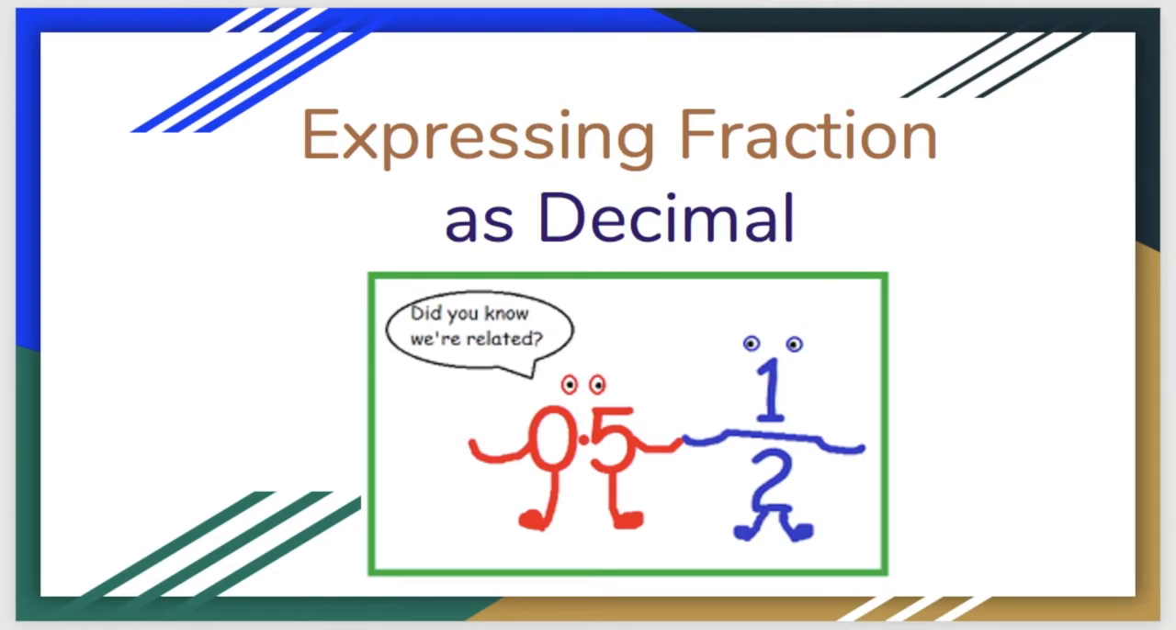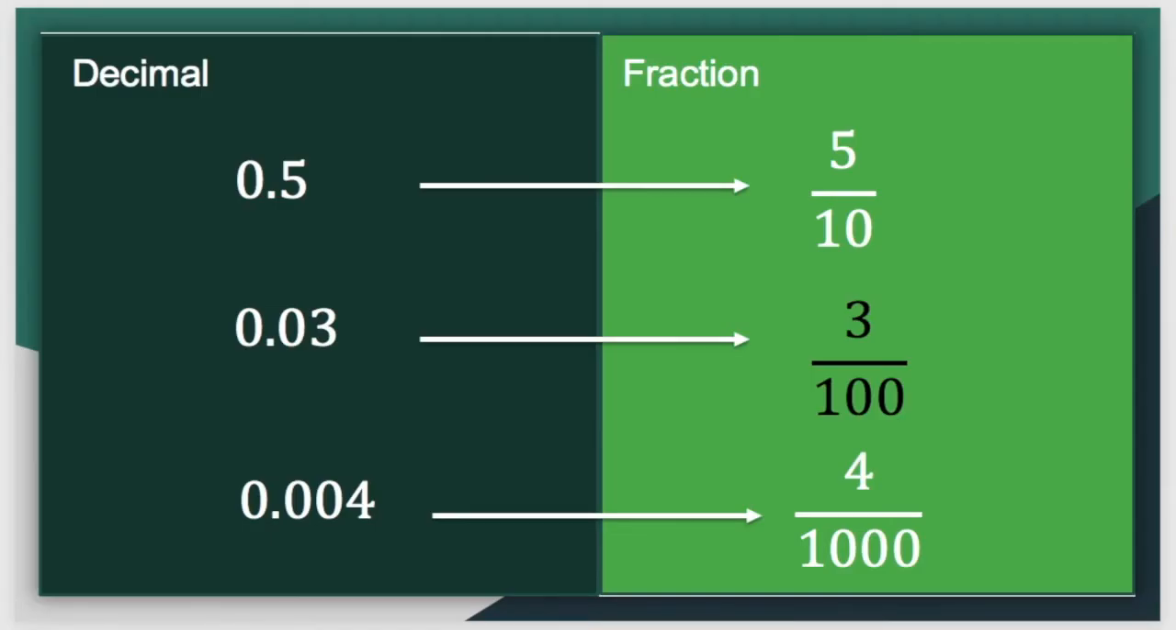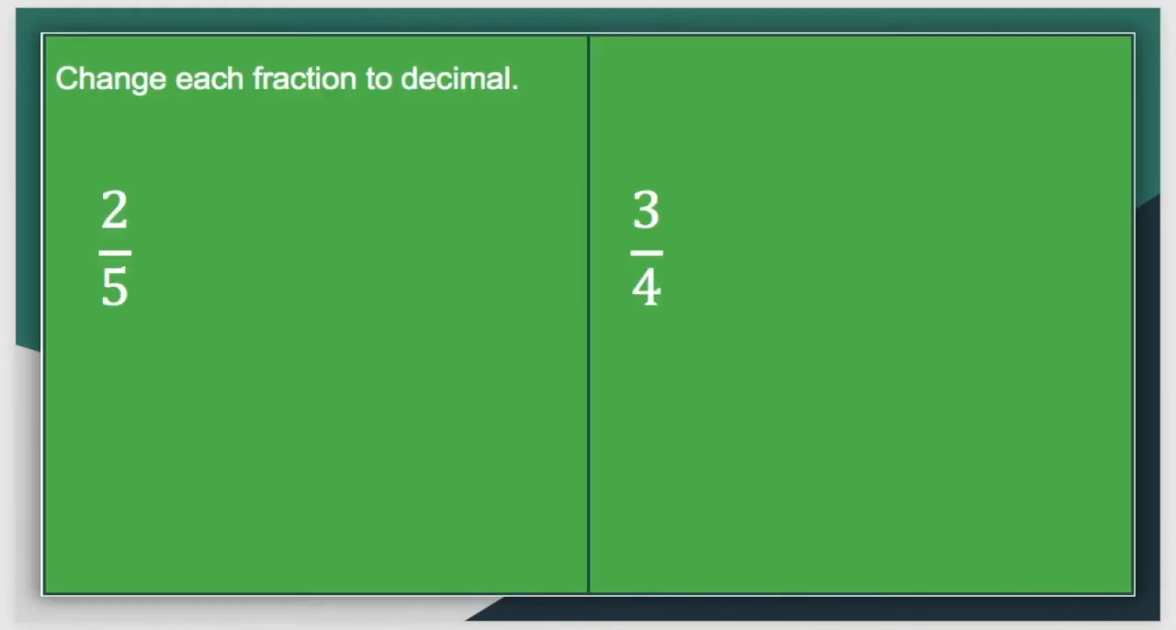We're going to explore how to express a fraction as a decimal. In the lower years of primary school, we have learned that fractions and decimals are related. In fact, we've learned that a decimal is actually a fraction where the denominator is a power of 10, like 10, 100, or 1,000. So if we want to change a fraction to a decimal, such as 2/5, all we need to do is to rename this fraction with a denominator of 10, 100, or 1,000.